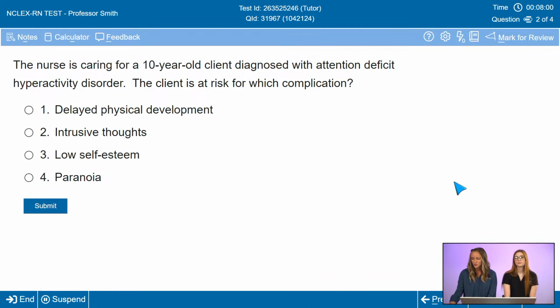So with psychosocial integrity, one of the key concepts that we're looking at is the ability of the client to be able to cope with their illness. A test-taking strategy for this one is for questions that have "risk for" as part of the question stem. We want to look at what is being asked about the risk for. So for this one, it's ADHD. So our options are delayed physical development, intrusive thoughts, low self-esteem, or paranoia.